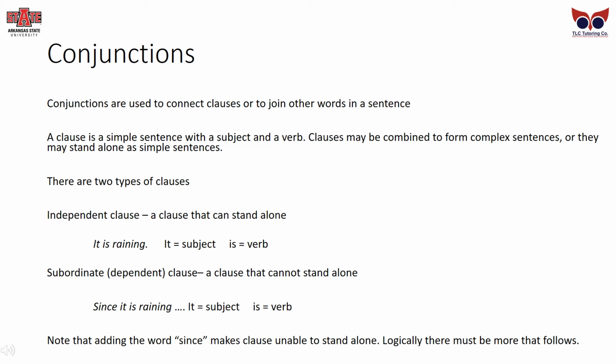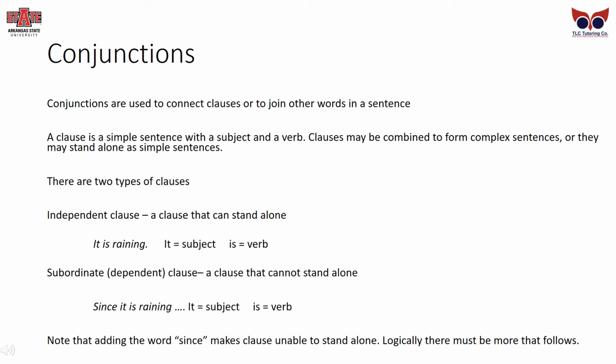An independent clause is one that can stand alone. In the example sentence, you will see, "It is raining." It is the subject, is the verb, and this clause expresses a complete idea. Therefore, it is an independent clause. A subordinate or dependent clause is one that cannot stand alone.